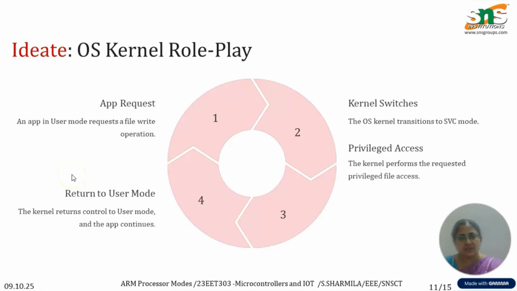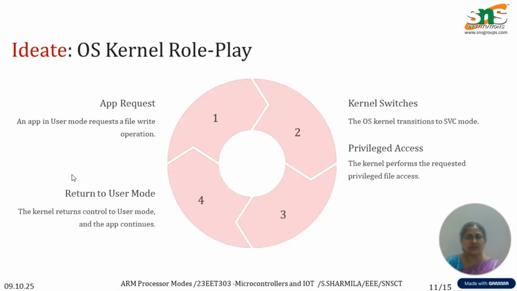And the last one is the OS kernel role play. Let's see how these modes work together. Imagine an app in user mode wants to save a file and makes a request. Then the OS kernel switches to SVC mode. In this privileged mode, it performs the actual disk write, and finally it returns control to user mode, and the app continues, completely unaware of the privileged operations that just occurred on its behalf.